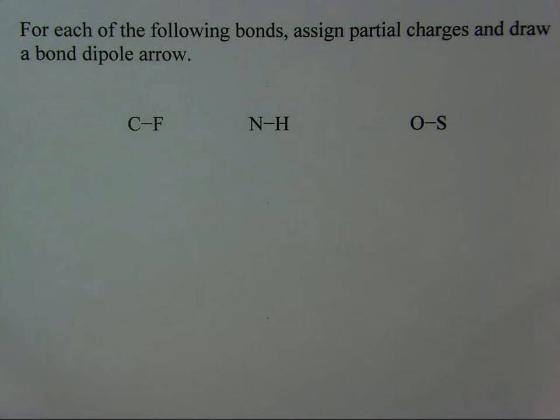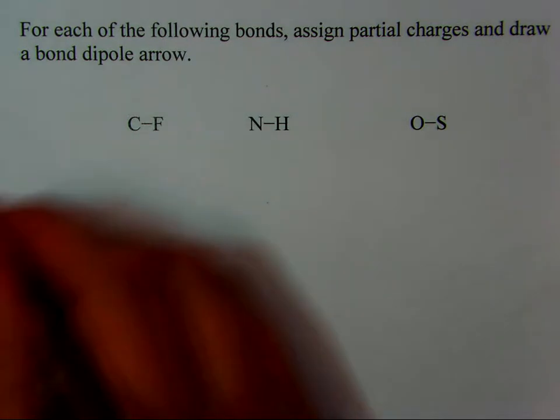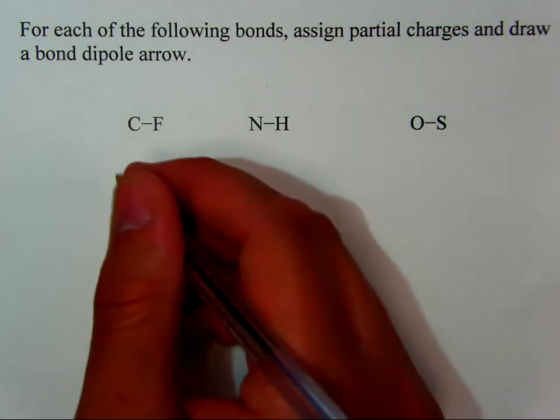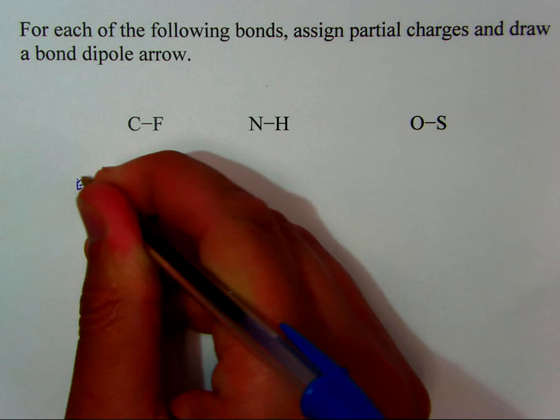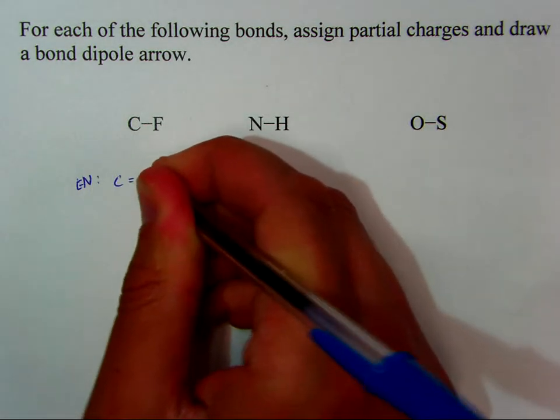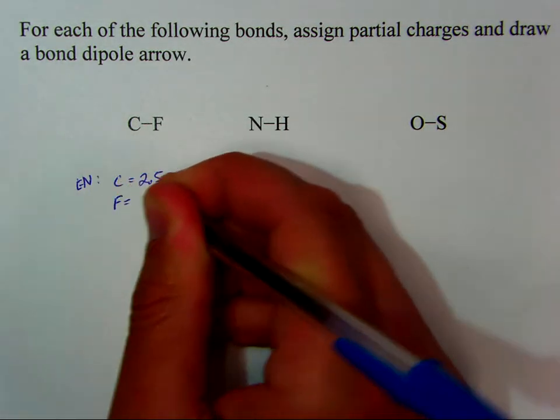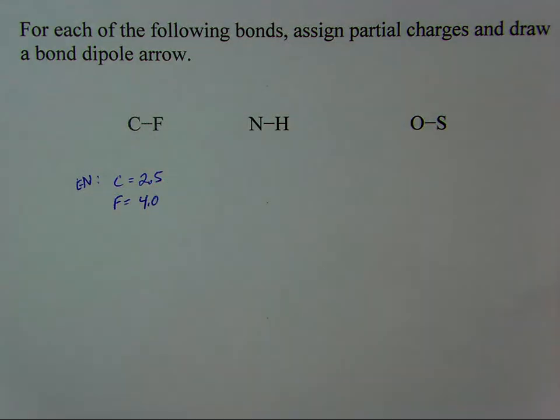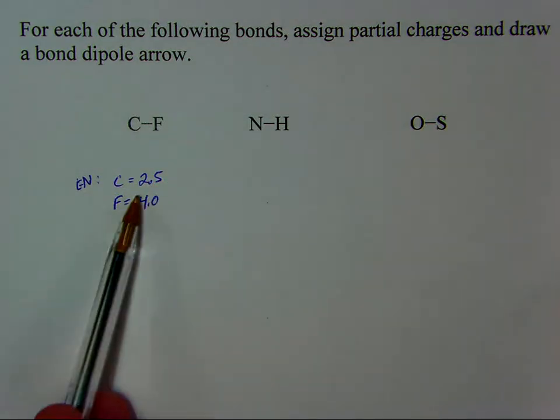You can look up your electronegativity values in your textbook. You can look them up online. And if it's a testing type of situation, they'll always be provided to you, so you don't need to memorize those numbers. We'll look up electronegativity values for this first bond here, a CF bond, and I'll write those down here. Electronegativity for carbon is 2.5. Electronegativity of fluorine is 4.0. And then we want to compare those numbers.